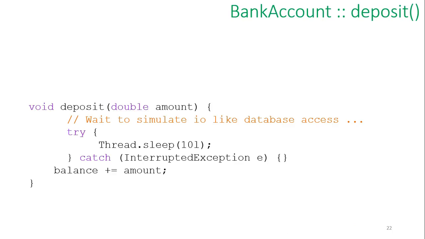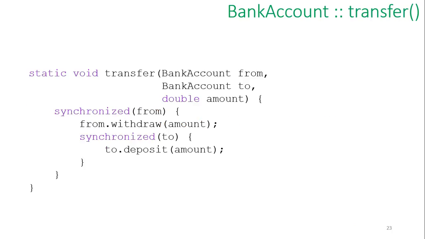So we have deposit, we have withdraw. Now we're going to use them to implement transfer. So transfer, again, is a static method. So it's not going to apply to the object on which we call it. We just call the transfer method on the class BankAccount, okay? And we specify as parameters the bank account objects that we want to be part of the transfer.